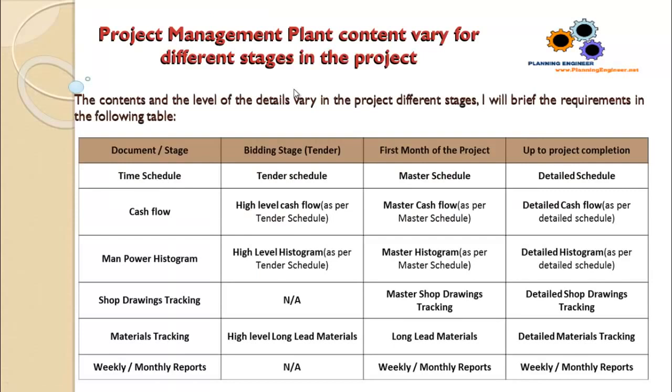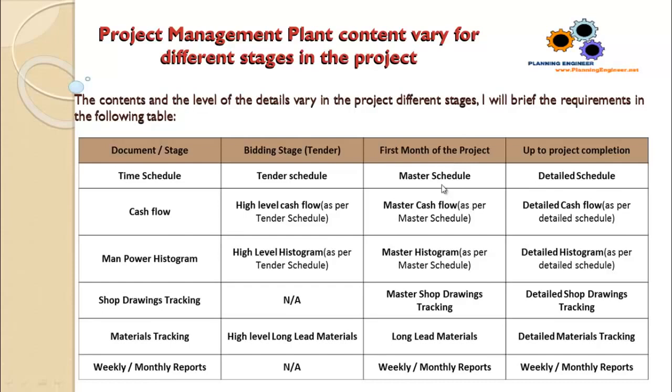Project management plan contents vary for different stages in the project. I prepared for you here a brief description for the different stages of the project, what could be the document name and what are the contents of this document. The contents and the level of detail vary in the different project stages, and we can see here in this table. Let's say the first column here is the bidding stage. At the tender stage, what is required from the planning engineer for the different project management plan documents?